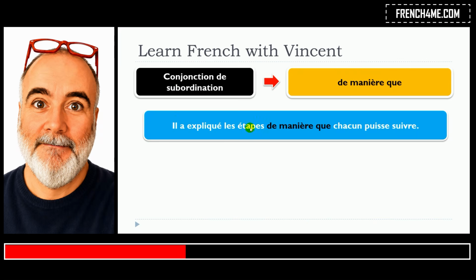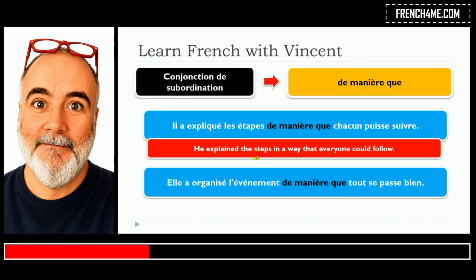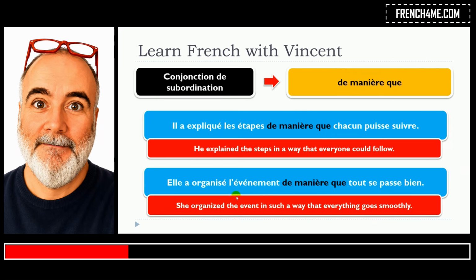Il a expliqué les étapes de manière que chacun puisse suivre. Elle a organisé l'événement de manière que tout se passe bien.